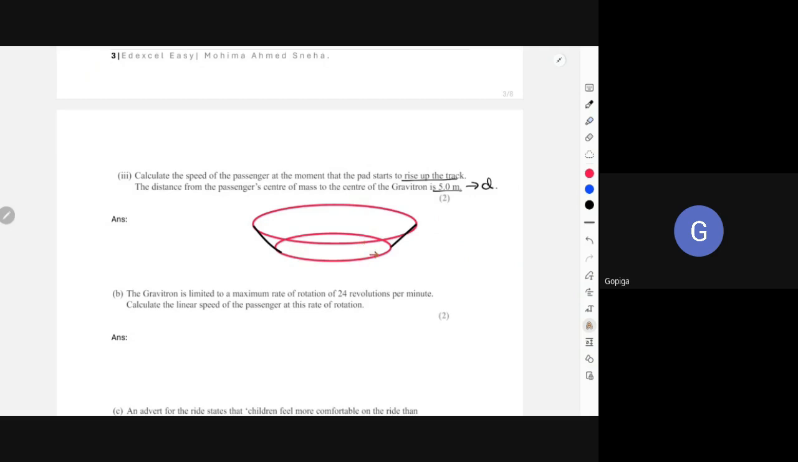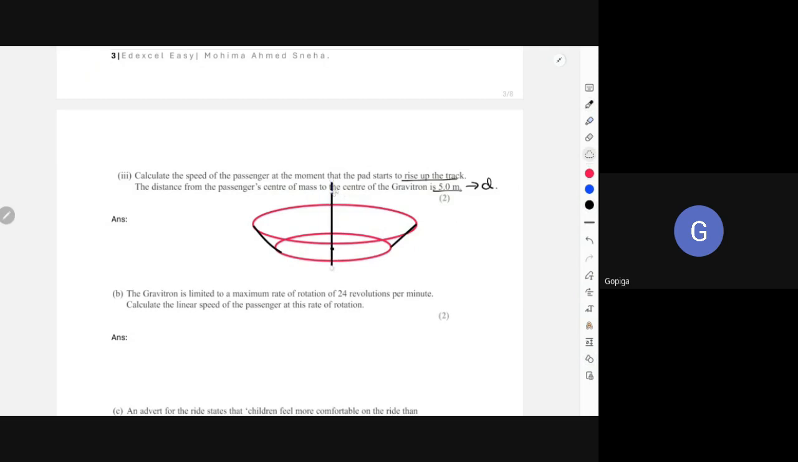That means over here they're traveling a distance of 5 meters. Actually, not 5 meters: they're saying the distance from the center of mass of the passenger to the graviton is 5 meters, which means this is the center of the mass. I'll just draw it as a vertical line.